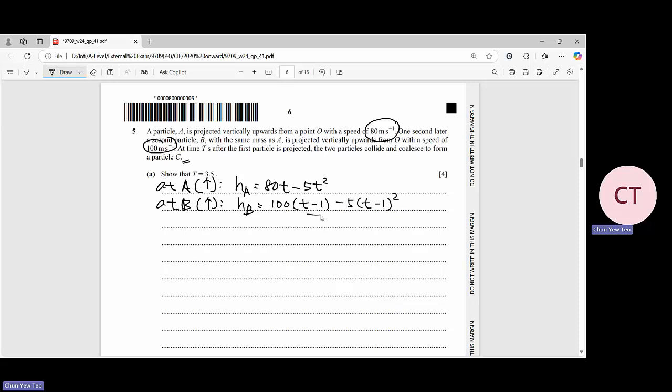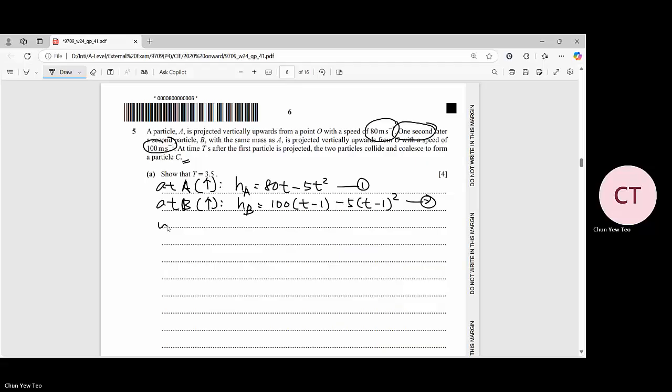What is the reason we want to use t minus 1? Because you actually projected 1 second later compared to A. So you put t minus 1. Don't put t plus 1. Let's put t minus 1. Okay, so now that is your first equation. That is your second equation.